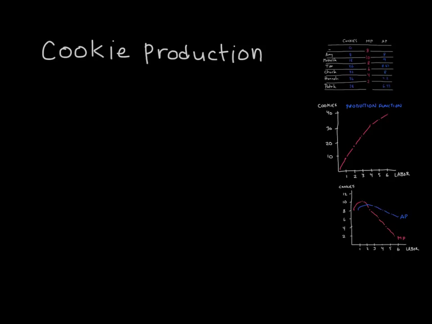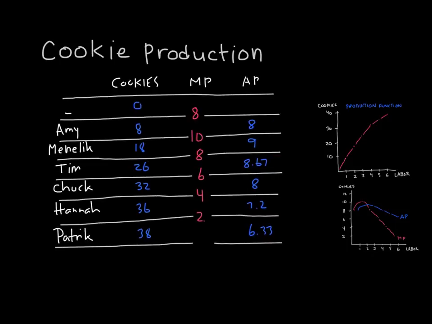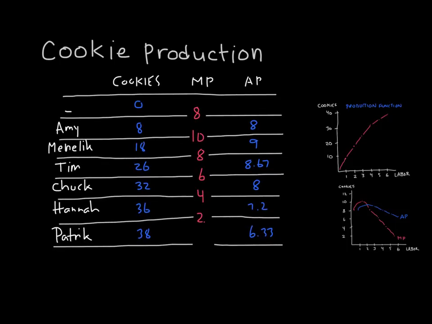The other day, the entire department got together for a baking party. Dr. Hassan supervised and kept track of everyone's output levels. Here are the numbers that Dr. Hassan wrote down. As you can see, Amy was able to produce 8 cookies, and Amy and Menelik together made 18 cookies.